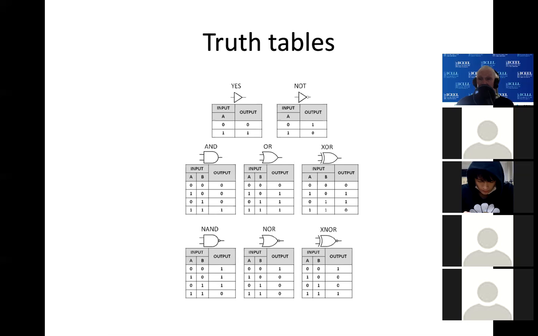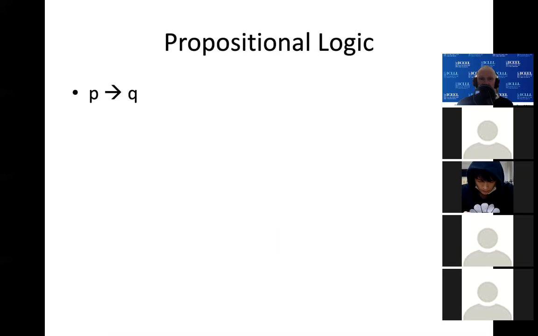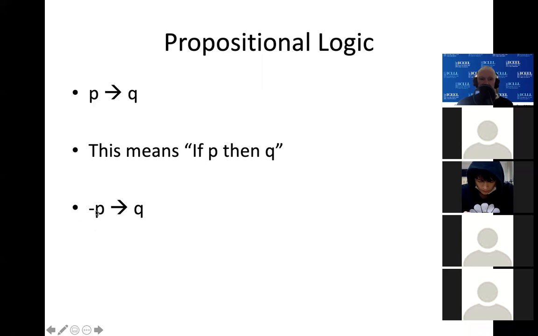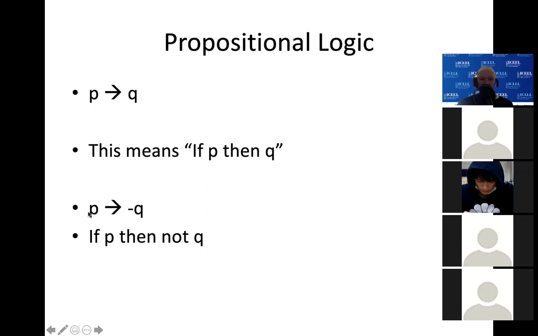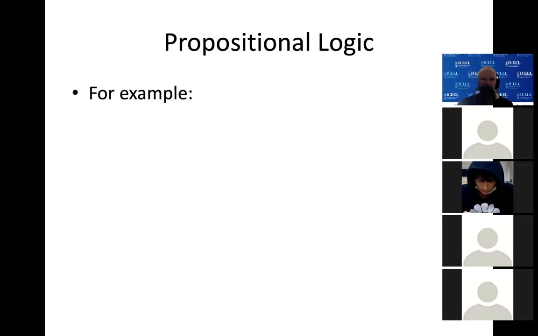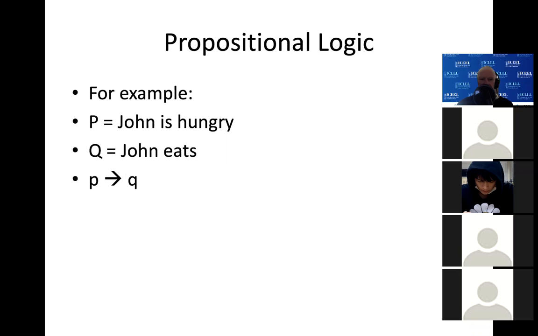That's how we represent natural language as a machine language formula. So propositional logic: if P then Q. If not P then Q. If P then not Q. Okay, so you get the idea. I'm not going to go into too much of this. For example, John is hungry is P, John eats is Q.